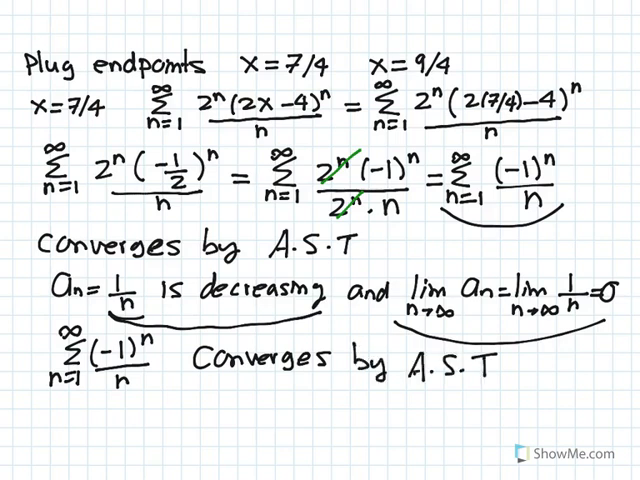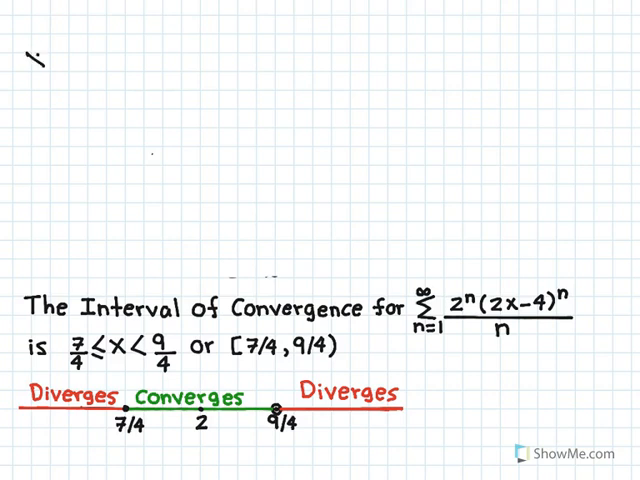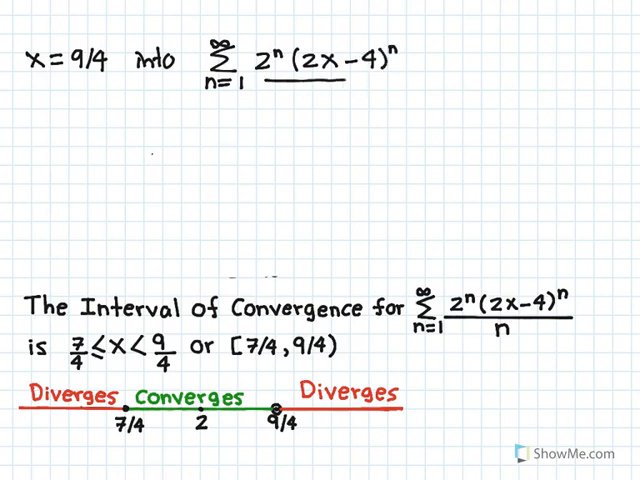Now let's plug in the right endpoint. Let's plug x equals 9/4 into the power series, summation n equals 1 to infinity, 2 to the power of n times (2x minus 4) to the power of n divided by n, and we're going to get summation n equals 1 to infinity, 2 to the power of n times (2 times 9/4, which is 9 over 2, minus 4) to the power of n divided by n.